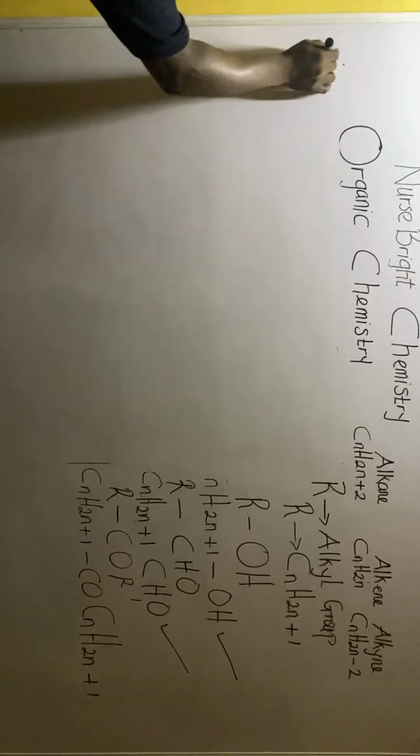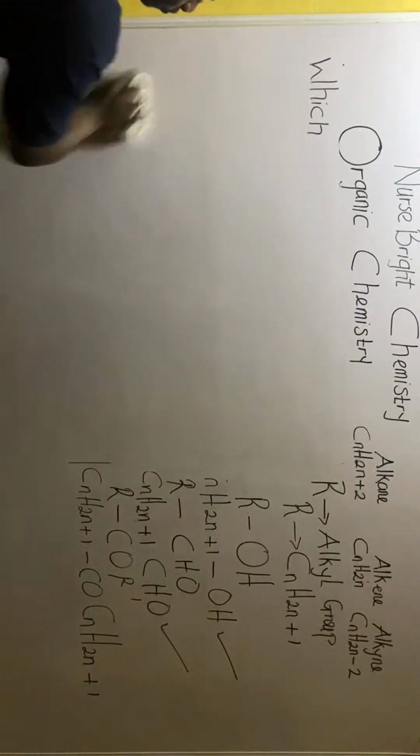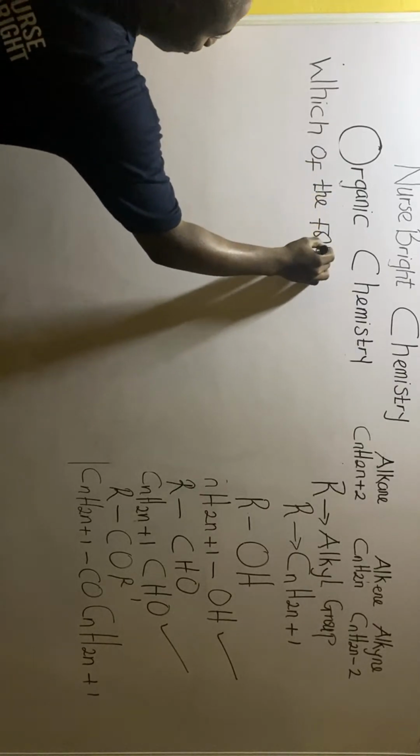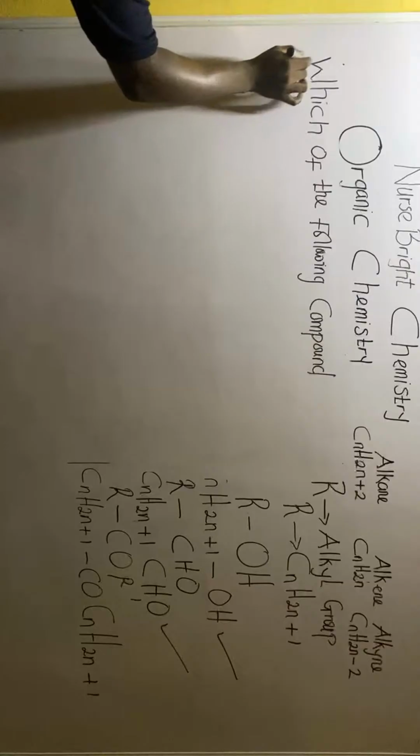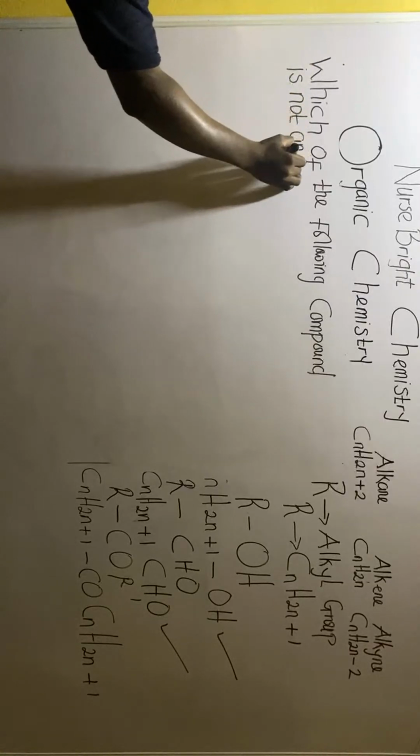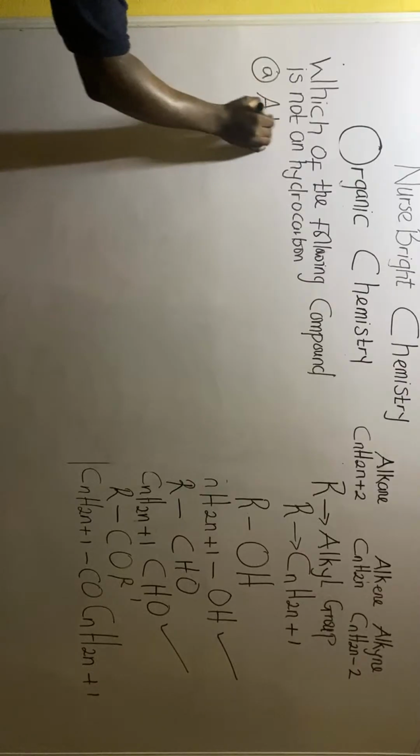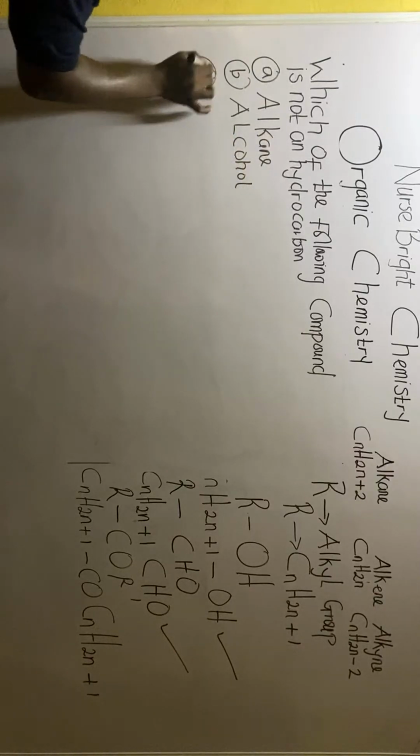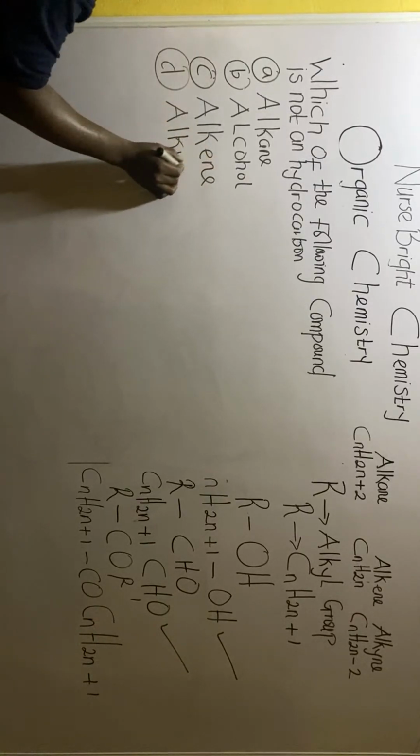Based on everything I've said, look at this question. Let's solve it together. It's simple. Which of the following compounds is not a hydrocarbon? That's the question. Option A, alkane. Option B, alcohol. Option C, alkene. Option D, alkyne. Guys, tell me the answer in the comment section.